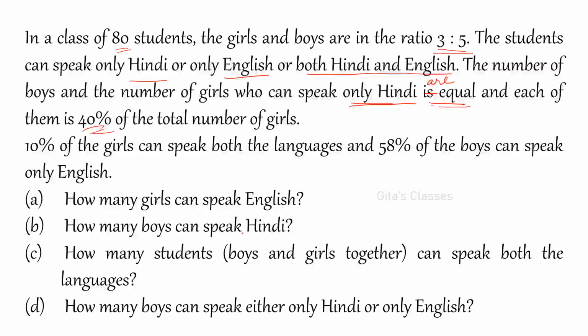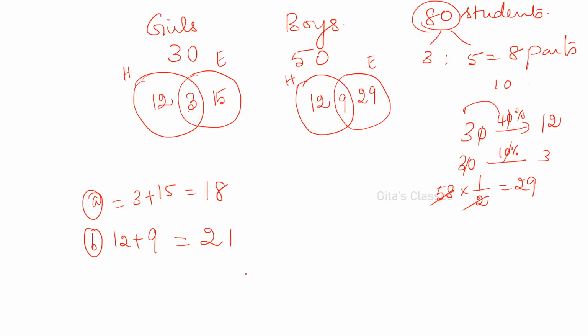Okay. What is the next question? How many students, that is boys and girls together. Even if this sentence is not given, it is understood. How many students means it consists of both boys and girls. For clarity, they have given boys and girls together. Can speak both the languages. Both the languages means what? How many students can speak both the languages? Here you have how many girls can speak both? 3. So 3 plus how many boys can speak both the languages? 9. So it is 12.